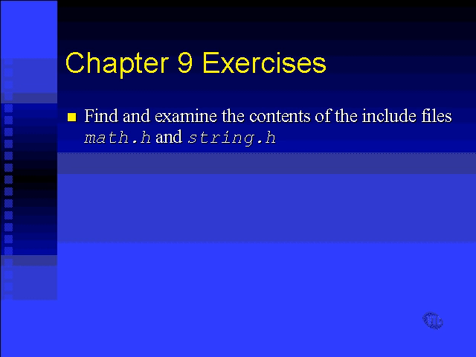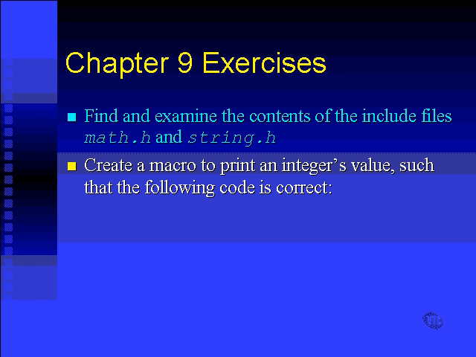You'll find them somewhere, and it depends on your compiler as to where they will actually be. Next, I want you to create a macro. This is a hash define macro to print an integer's value such that the following code is correct. We'll call the macro print_int, and you'll feed it one particular integer, any old integer, and the macro will print it out using, say, printf. Hopefully printf. I can't imagine what else you're going to use to print out an integer.